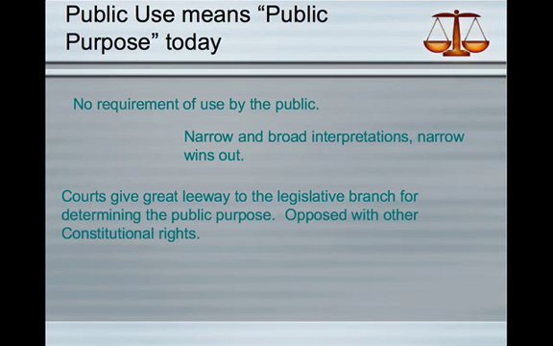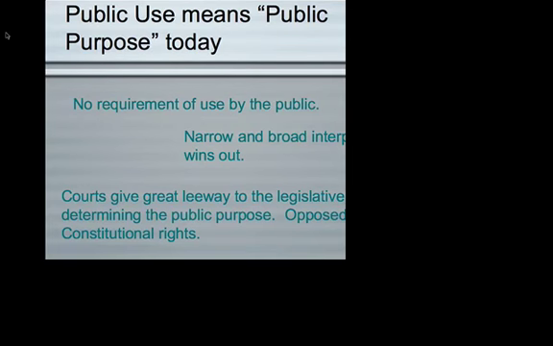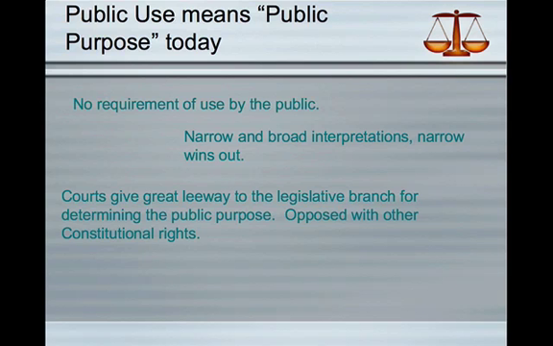But the whole idea of a constitution is to protect rights that aren't popular. Otherwise, there's no point in having a constitution. You could just have a democracy.